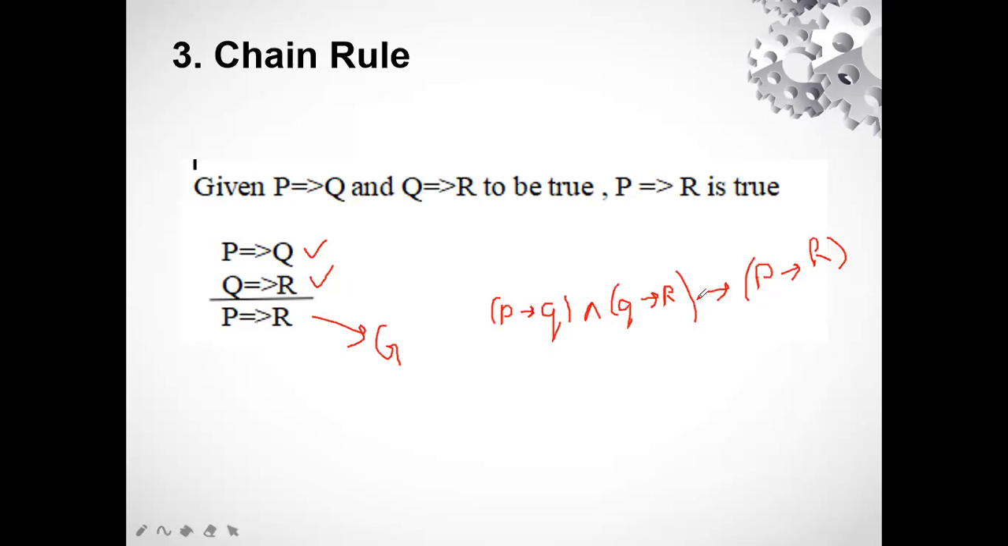The simplest form of the chain rule, which you must have studied, is if A is equal to B and B is equal to C, that means A is equal to C. If Ram likes Sham and Sham likes Ravi, that means Ram likes Ravi. So this is what the chain rule is defining. These are the three rules. Now we are going to take a query or an example to solve using these rules.